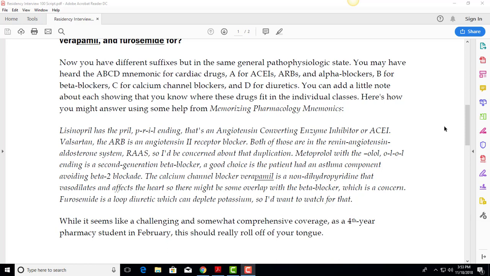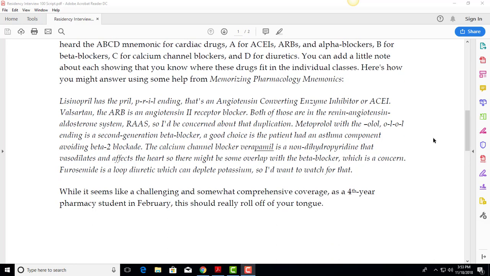The calcium channel blocker verapamil is a non-dihydropyridine that vasodilates and affects the heart, so there might be some overlap with the beta blocker, which is a concern. Furosemide is a loop diuretic which can deplete potassium, so I'd want to watch for that. While it seems like a challenging and somewhat comprehensive coverage, as a fourth-year pharmacy student in February, this should really roll off your tongue.